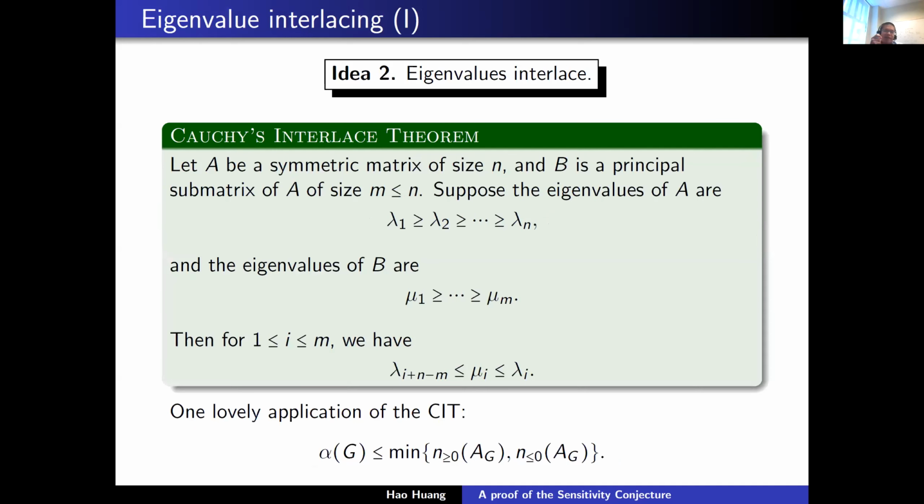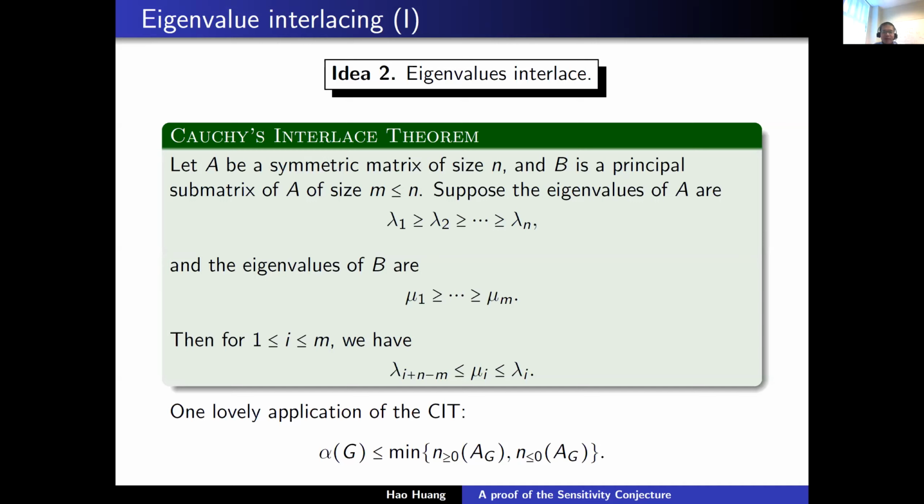And there's another reason that we consider the largest eigenvalue instead of the largest degree. That's because the eigenvalue has this very nice interlacing property. There's a theorem from the 18th century by Cauchy, called Cauchy's interlace theorem. Now you take an n by n symmetric matrix A, and B is a principal submatrix of A. By principal submatrix, I mean if you take the first, second, and seventh row of A, you're also taking the first, second, and seventh column of A. Then this 3 by 3 submatrix is a principal submatrix of A.